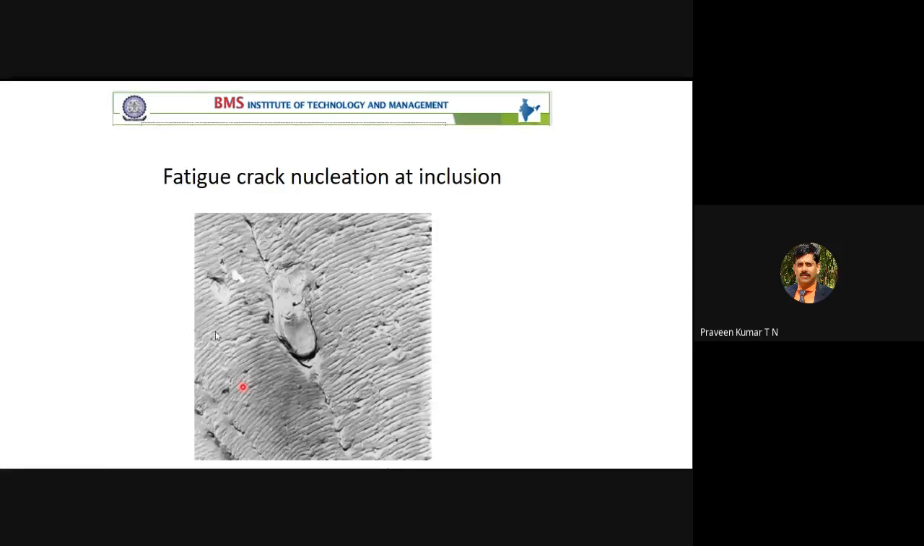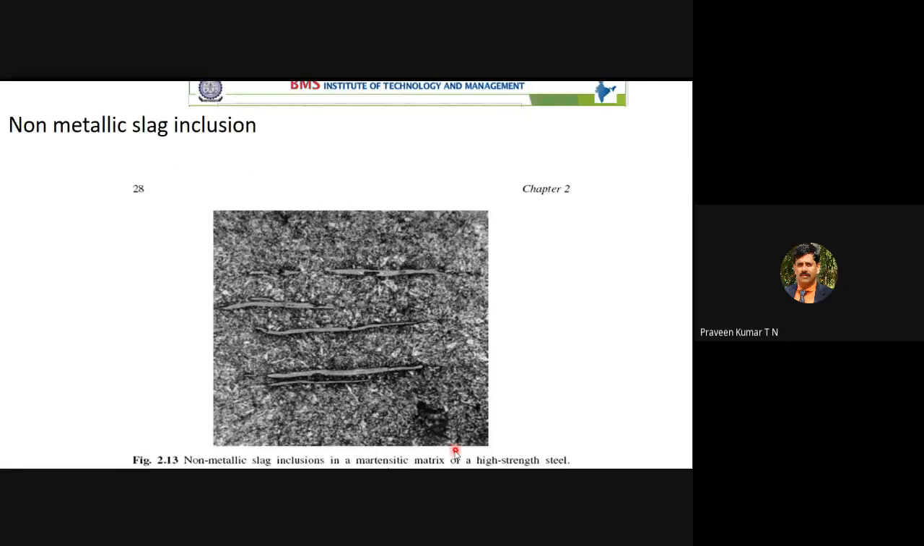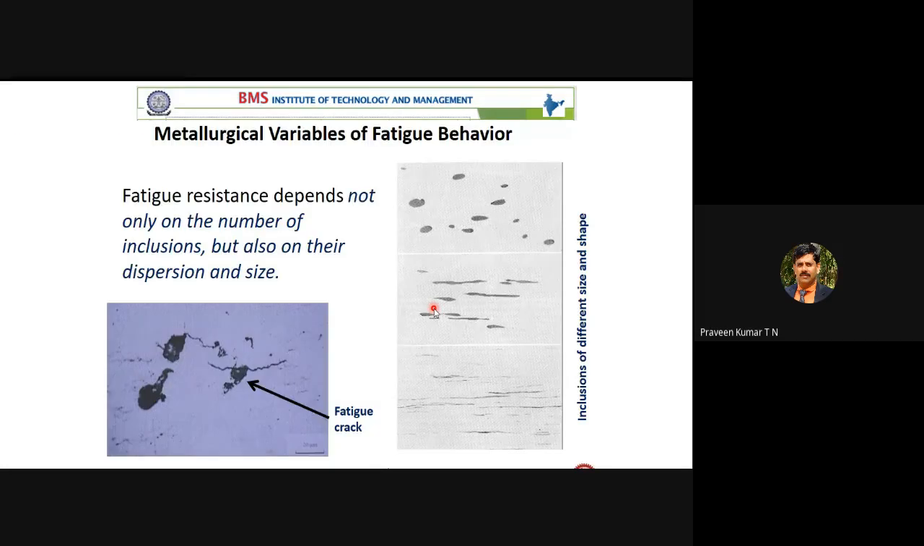So now a crack is formed here. There is a crack formation. We can see here metallic slag. We are studying about metallic slag in your casting. So even if it is not cast properly, there is metallic slag. Because of this metallic slag, the fatigue failure takes place here. We can see here there are some inclusions. There are some impurities.